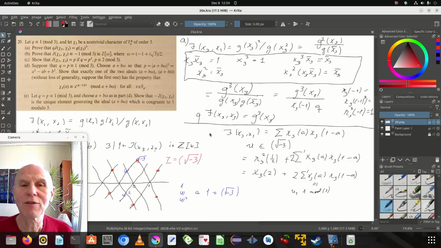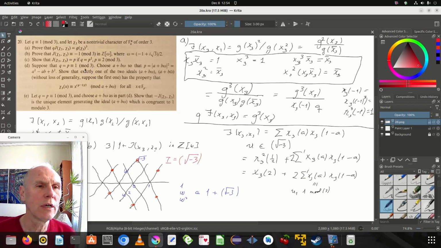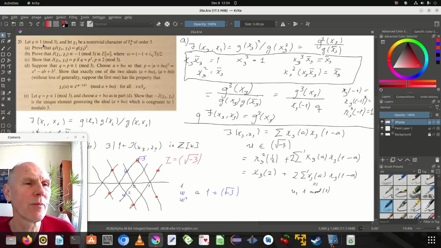Having had lunch, I'm looking at it again. Apart from this, I just note, I've corrected this of course, that the number of atoms here that are non-zero is q minus 2, and that means that it's equivalent to q, it's equivalent to minus 1 modulo 3.